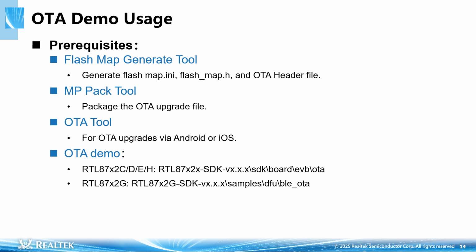Then, I will introduce how to use the OTA demo, incorporating the following tools. First, there's the Flash Map Generate tool, which is used to plan the flash layout and generate the flashmap.ini, flashmap.h, and the OTA header file. Second, the MP-Pack tool is utilized to package the OTA upgrade files. Additionally, there's the OTA tool, which is used for conducting OTA upgrades via Android or iOS devices. Lastly, the paths for the OTA demo projects are designated as shown above.